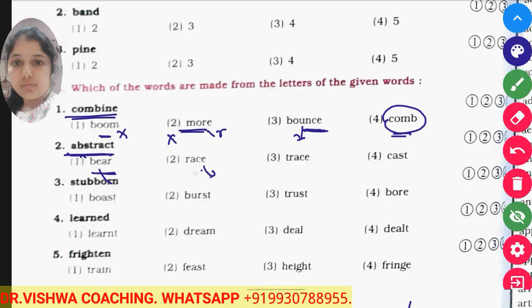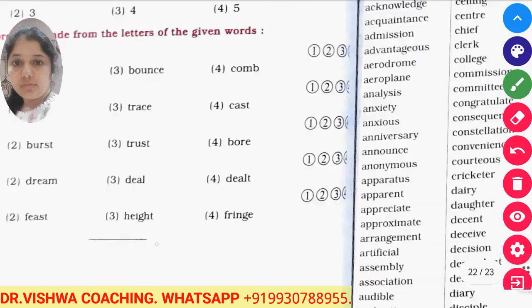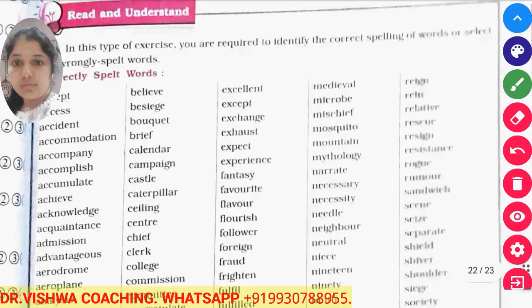Race, again E is used which is not there in the abstract. Trace also has letter E which is not there in the abstract. So the correct answer is cast only, which is formed from the word abstract. Again this third, fourth and fifth you try at home because it is very easy. I don't want to waste my time here.